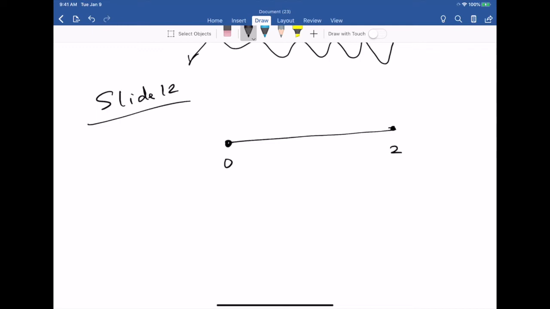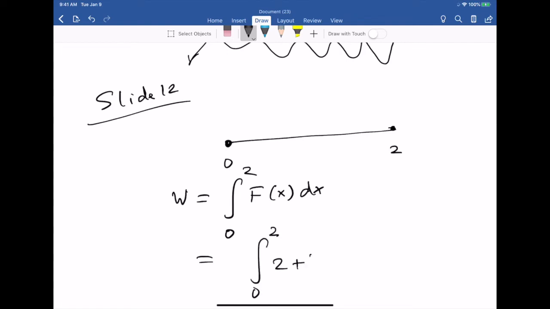So if it's a variable force, then the work is the integral of f of x dx from the starting point to the ending point, which is 0 to 2. And I'm sure you can just do this on your own. 0 to 2, 2 plus 3x dx. If you are rusty on calculus, then now would be a very good time to brush up on your calculus. And if I've done the math correctly, then the answer on the slide is what you get, 10 joules.